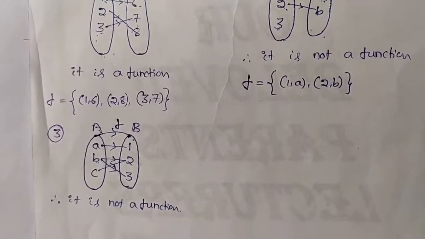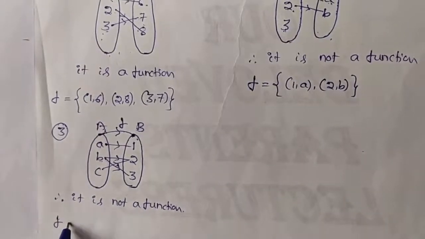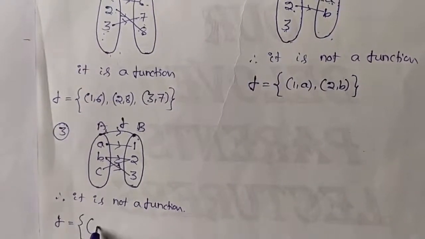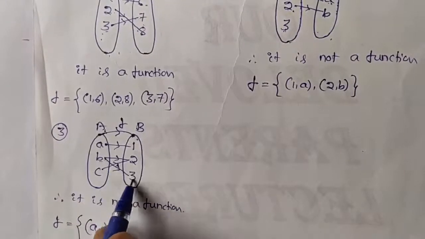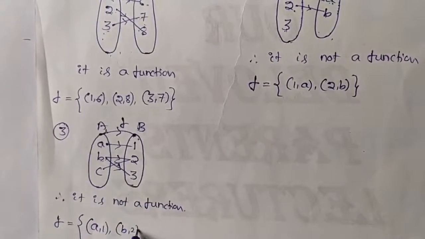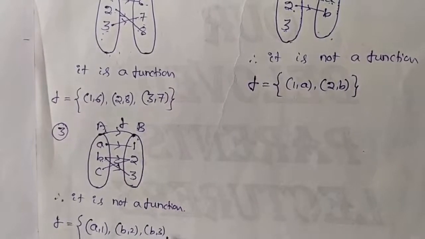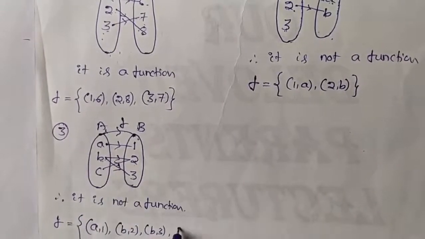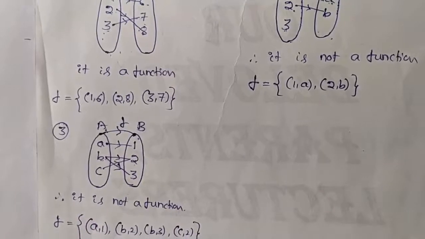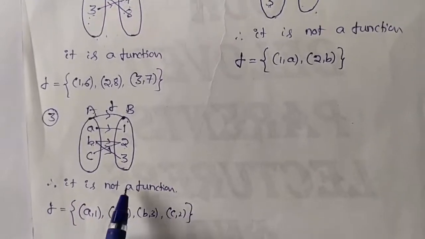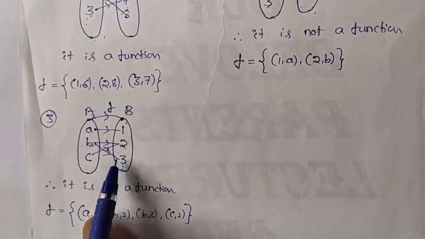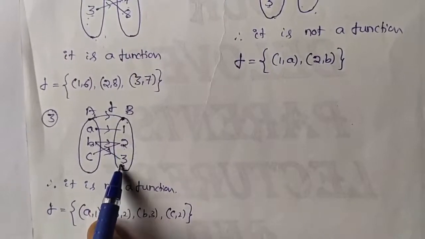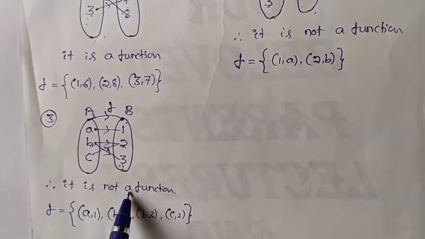Understand? Let us write this relation in roster form. Relation F equals {(A,1), (B,2), (B,3), (C,2)}. Therefore it is not a function. Why is it not a function? Because B has two images, 2 and 3. That's why it is not a function.